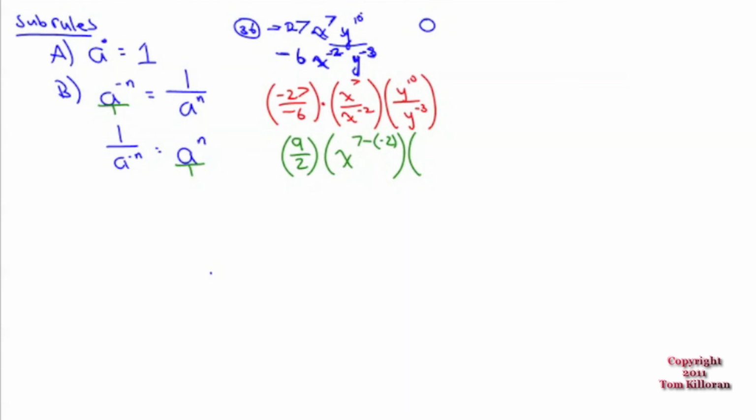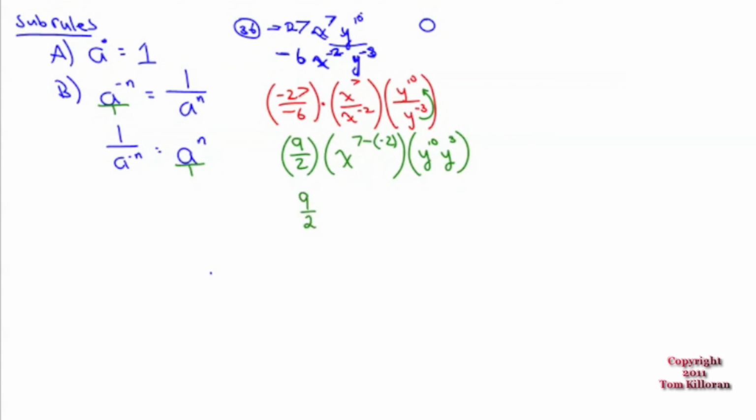Here I'm going to do it a little different. I'm going to write it as y to the 10th, and I'm going to drag him to the top so it becomes y to the 3rd. So I can show you both styles and that they actually do turn out to be exactly the same. All right, so you still have this 9 halves.